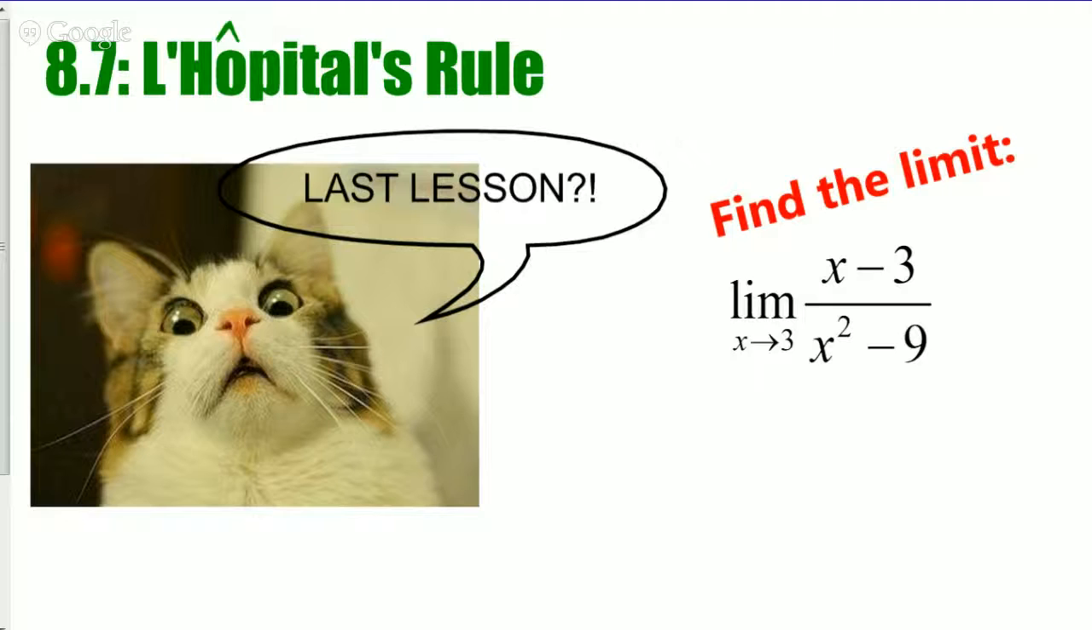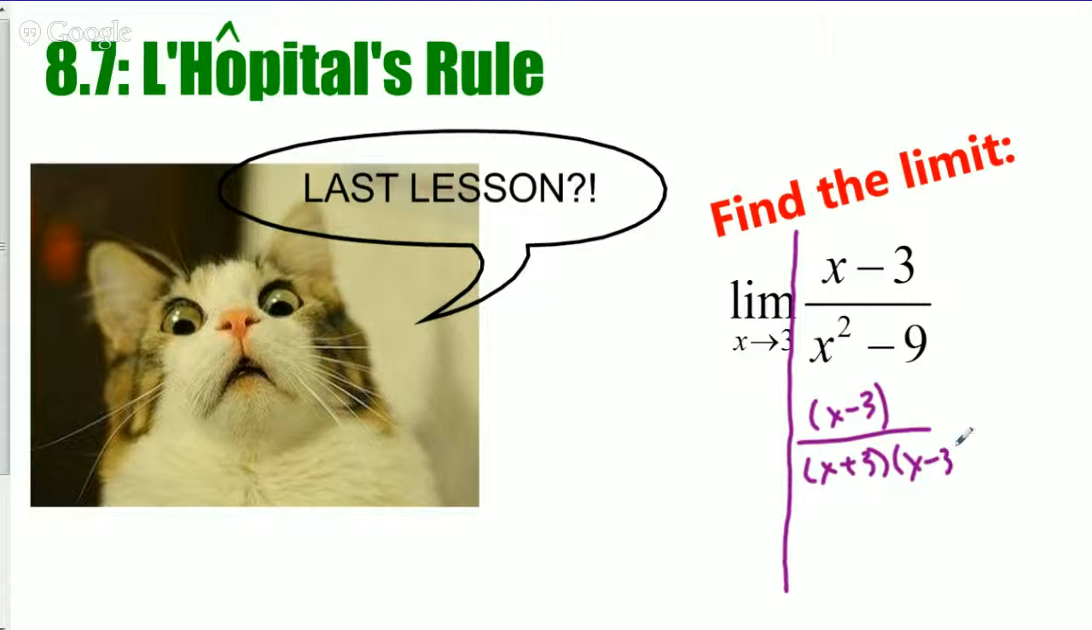So let's apply kind of our pre-calc rules here. The first thing you always want to check is to plug in 3 for x, right? And you get 0 over 0, which means do more work. So what's the more work you did? Hopefully it was to factor the denominator into x plus 3 times x minus 3.